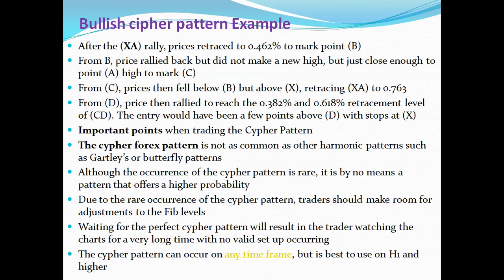Important points while trading the cipher pattern. You must remember, the cipher pattern is not as common as other harmonic patterns such as Gartley or butterfly. Although the occurrence of the cipher pattern is rare, it is by no means a pattern that offers lower probability. Due to the rare occurrence of the cipher pattern, traders should make room for adjustment to Fibonacci levels. Waiting for the perfect cipher pattern will result in the trader watching the charts for a very long time with no valid setup occurring. The cipher pattern can occur on any time frame, but it is best to use a 1 hour or higher time frame.